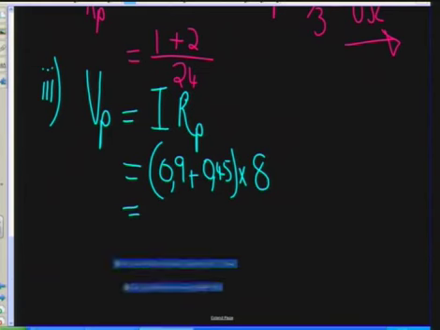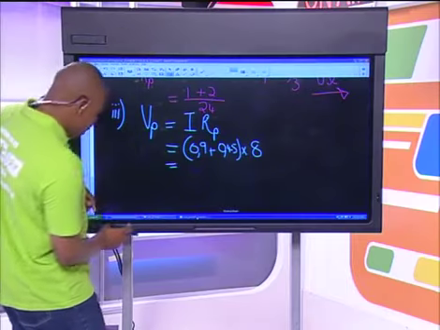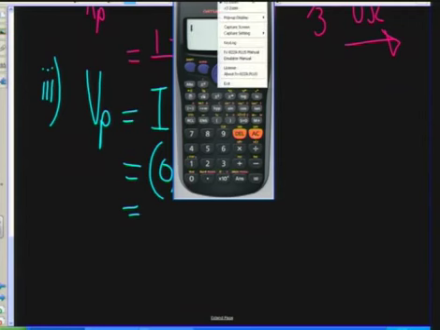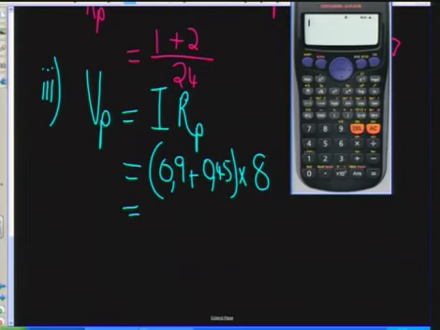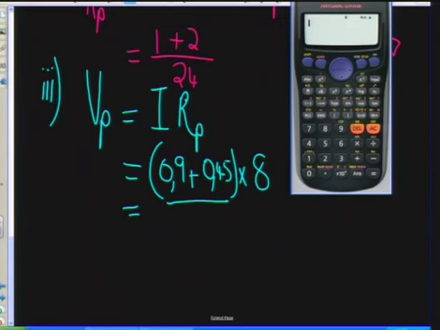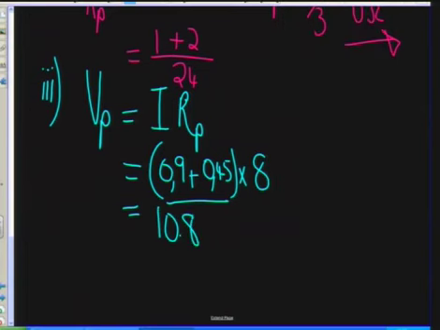Let's just use the calculator quickly. You will need to start from the part inside the brackets before you multiply. So you will say 0.9 plus 0.45, you get your answer, and that must be multiplied by 8. We're getting the V around the parallel combination. So VP equals 10.8 volts.